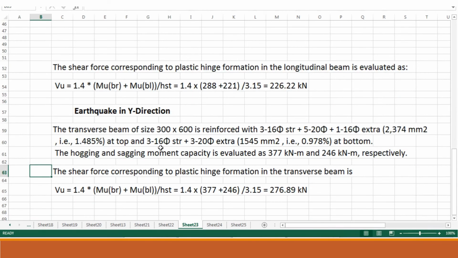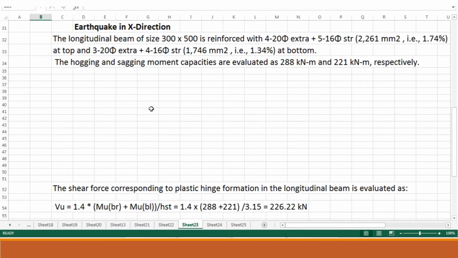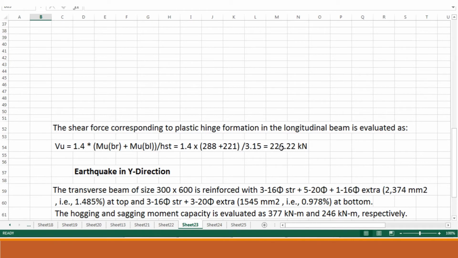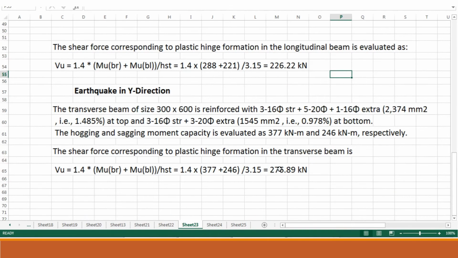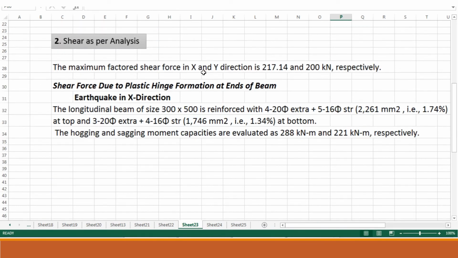Now in the Y direction, earlier we obtained along the X direction, and along the X direction it was 226.22 and along the Y direction is 276.89. But we also have the maximum factored shear forces in X and Y direction, that's 217.14 and 200. This is not due to the plastic hinge formation but due to the shear resisting forces present in the beam and the column itself.